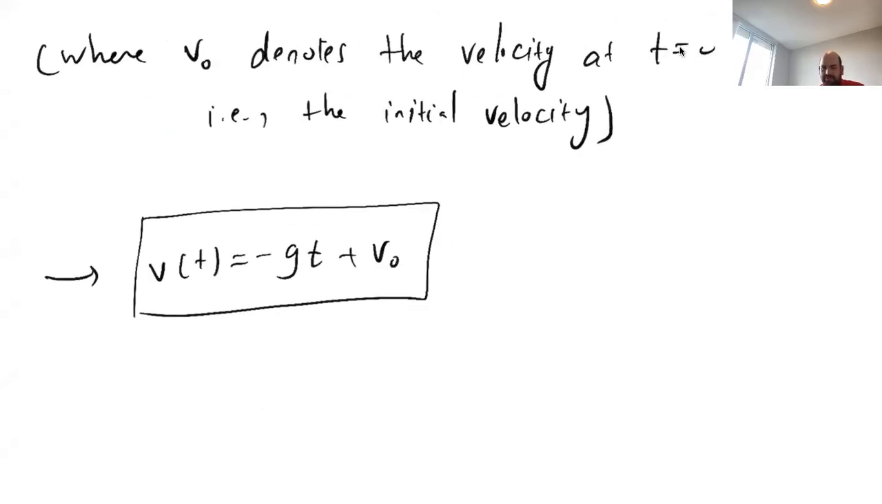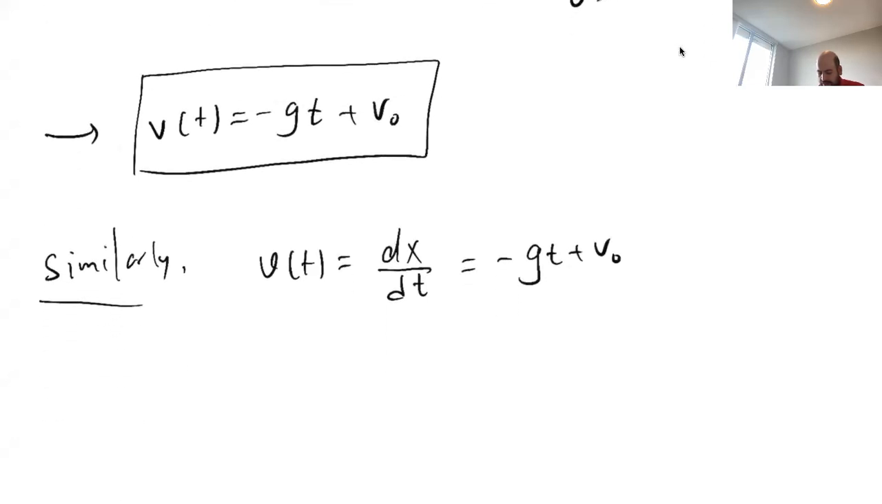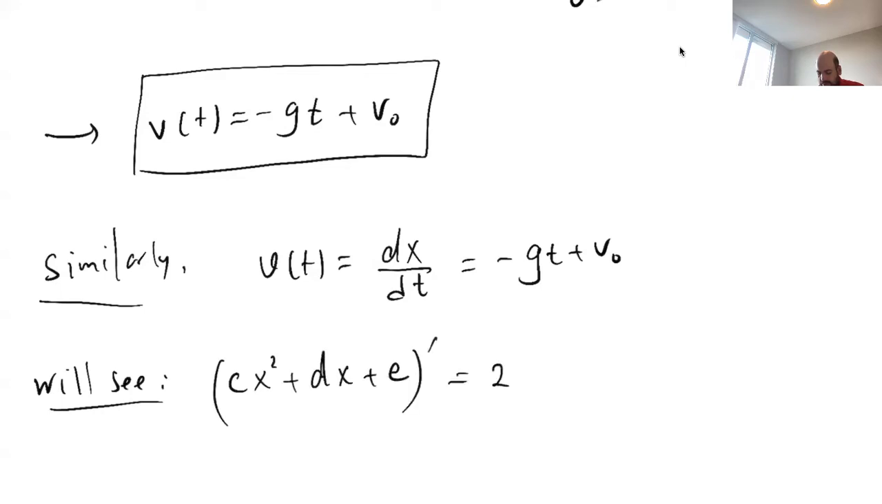Similarly, we can find x of t. v of t is equal to dx over dt, and this is minus gt plus v0. Again, we will see that if you have a function of the form cx squared plus dx plus e, then the derivative of this function will be 2cx plus d.